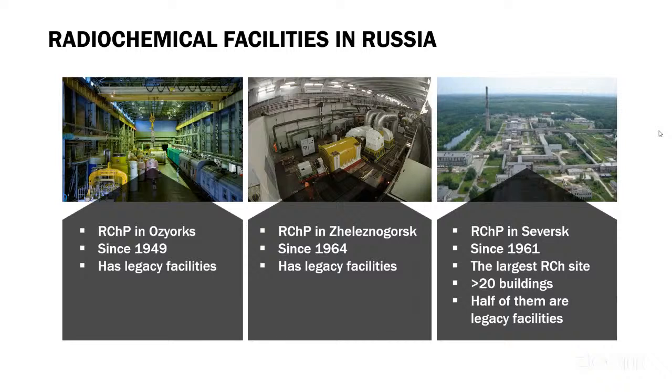All these sites have a lot of legacy facilities which are now shut down and under decommissioning procedures. One of the biggest is in Seversk. It's quite old, and it's the largest of all radiochemical plants in Russia. The whole site contains more than 20 buildings, and almost half of them are legacy facilities.